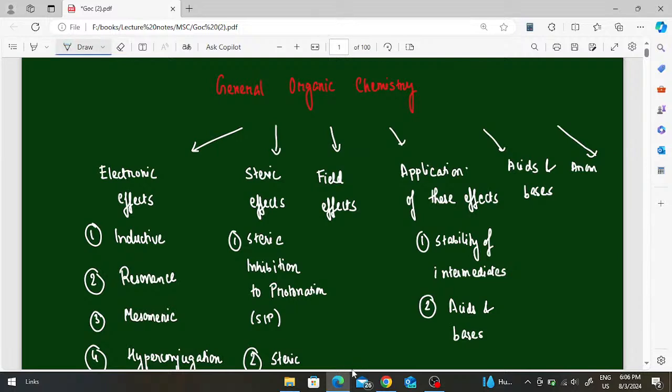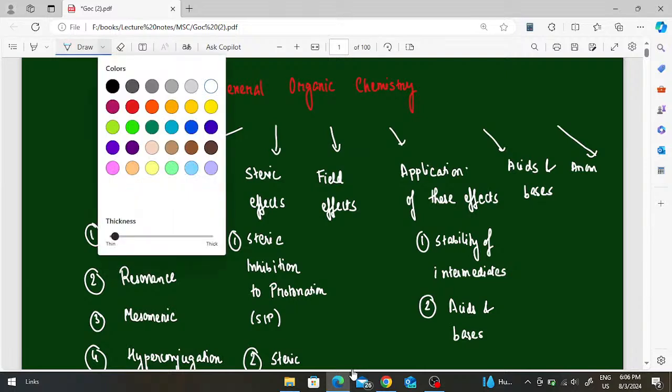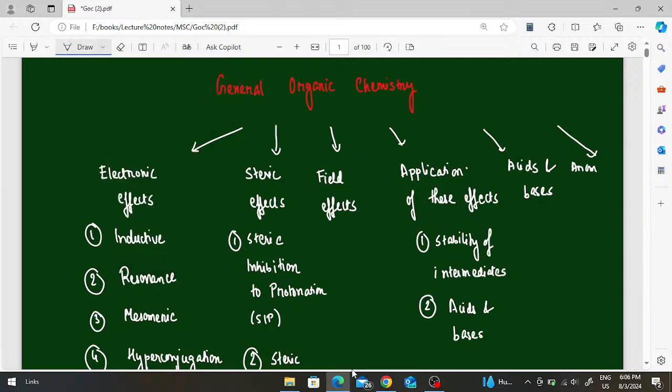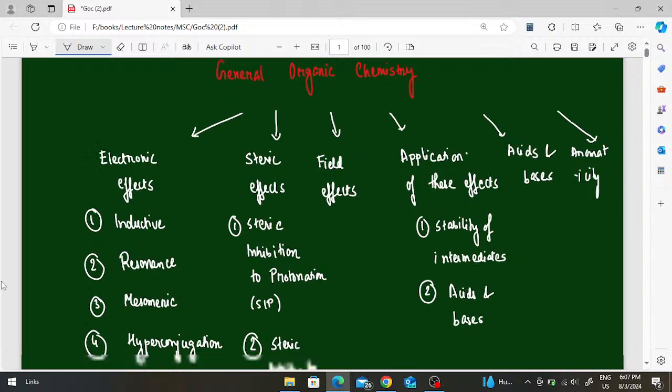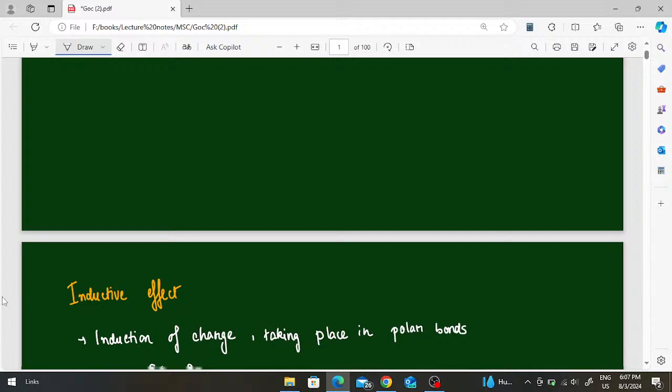Aromaticity, however, for me will be a part of both acids and bases as well as aromaticity in itself. So we'll see that in both the cases. Okay, so firstly talking about inductive effect.